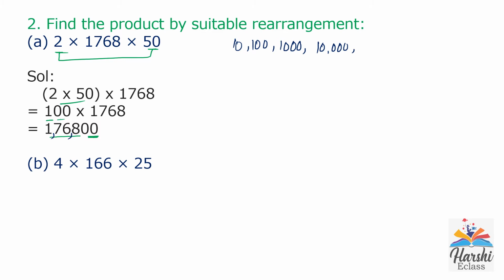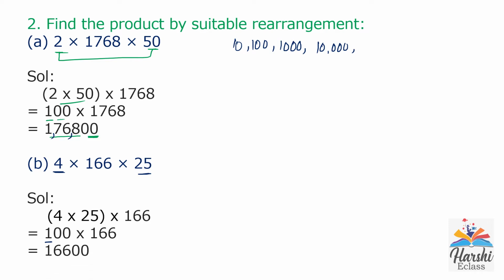Here also 4 and 25. 4 25s are 100. Multiplication with 100 is very easy. 4 25s are 100 multiplied by 166. So we are multiplying with 1. Write the 166 as it is, then add two zeros at the end. That is 16,600.